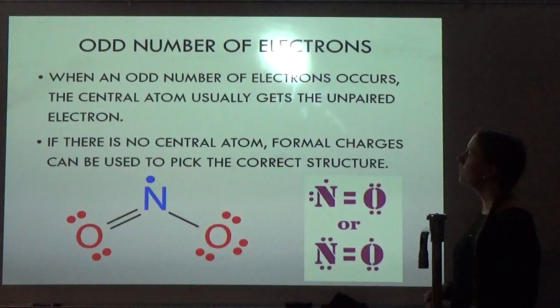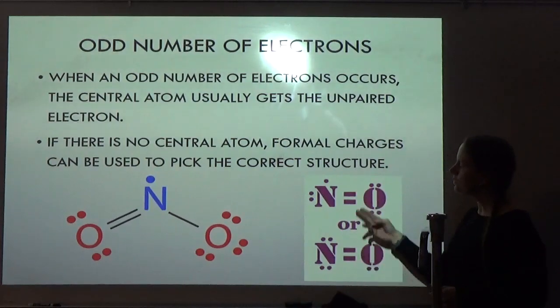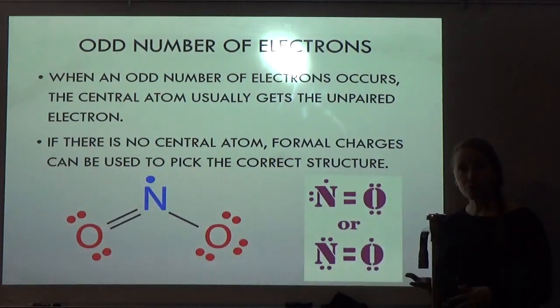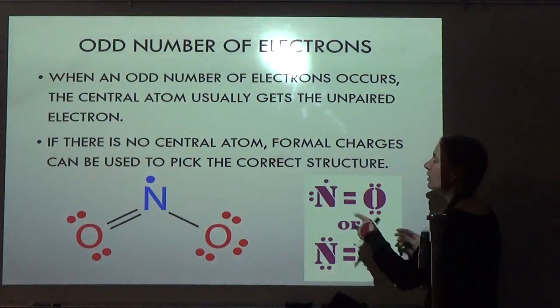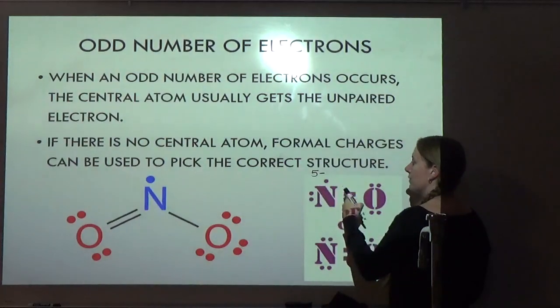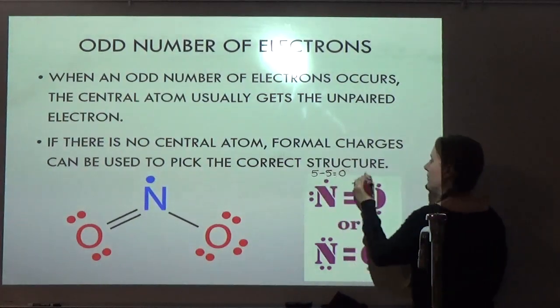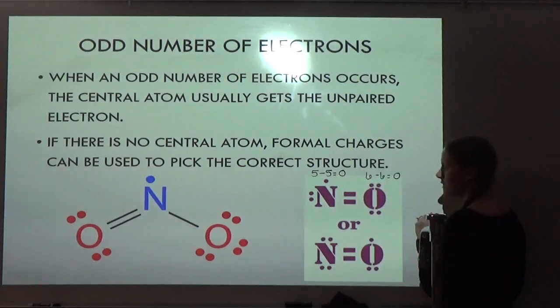If there is no central atom, the formal charges can be used to pick the correct structure. Like if we had this right here and there was no central atom, you would just do your formal charges to decide which was preferred. So we can look at formal charges right now. N has 5, and then we gave it 1, 2, 3, 4, 5. So 5 minus 5 is 0. O starts with 6, and we gave it 1, 2, 3, 4, 5, 6. So 6 minus 6 is 0.